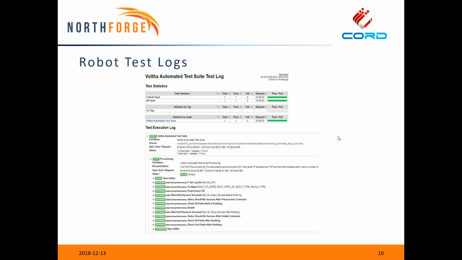Robot, for people who are not familiar with Robot, this is the log report that it produces. So you can see it breaks down. Over here, there's the test, provisioning. That's the name of the test that we have currently running. And these are all the different steps that it does. Like I say, there's a setup for starting VOLTHA, and there's one to stop VOLTHA at the end. And in between, it's actually the test steps themselves.